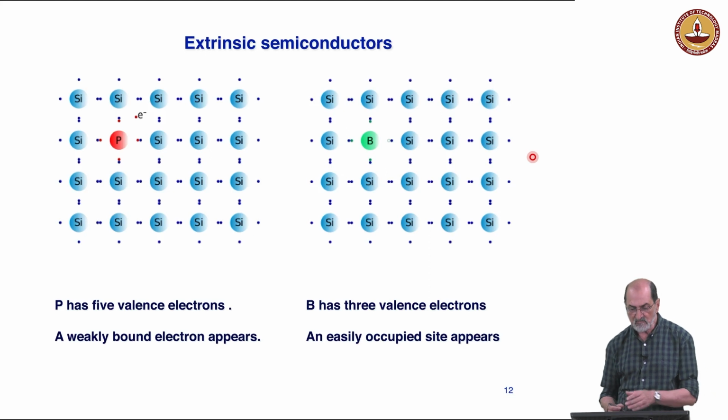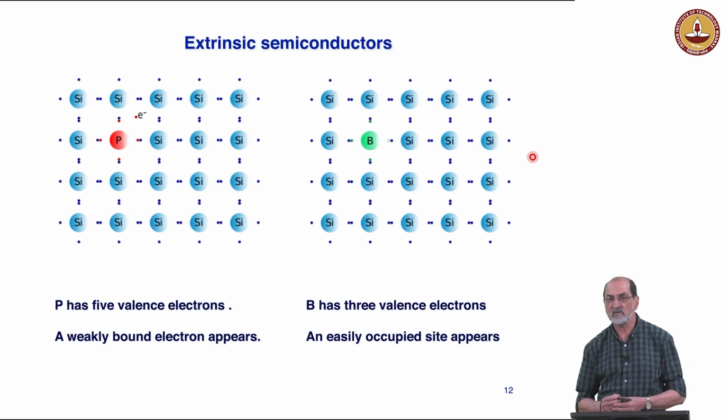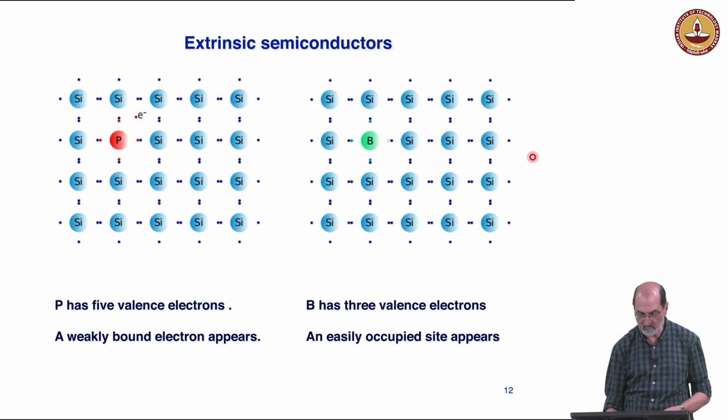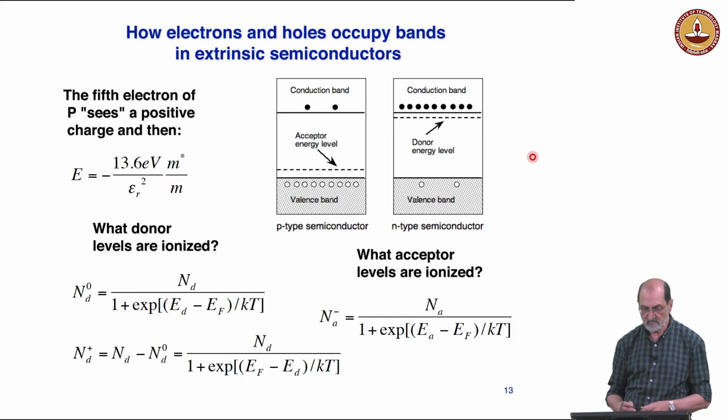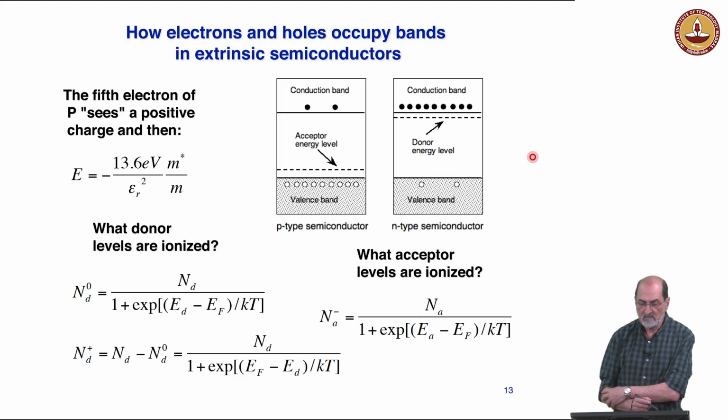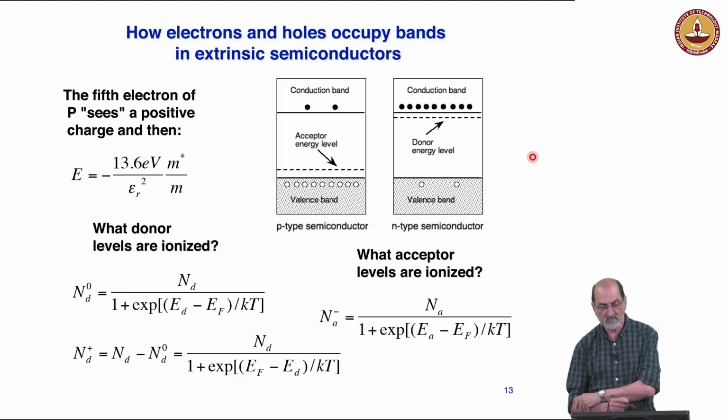Well, this is what regularly we have, extrinsic semiconductors. This is real life. And as I said, in electronics, you can choose what level of doping you have in your semiconductor. Well, and what happens with the Fermi level and electrons and holes in these extrinsic semiconductors?